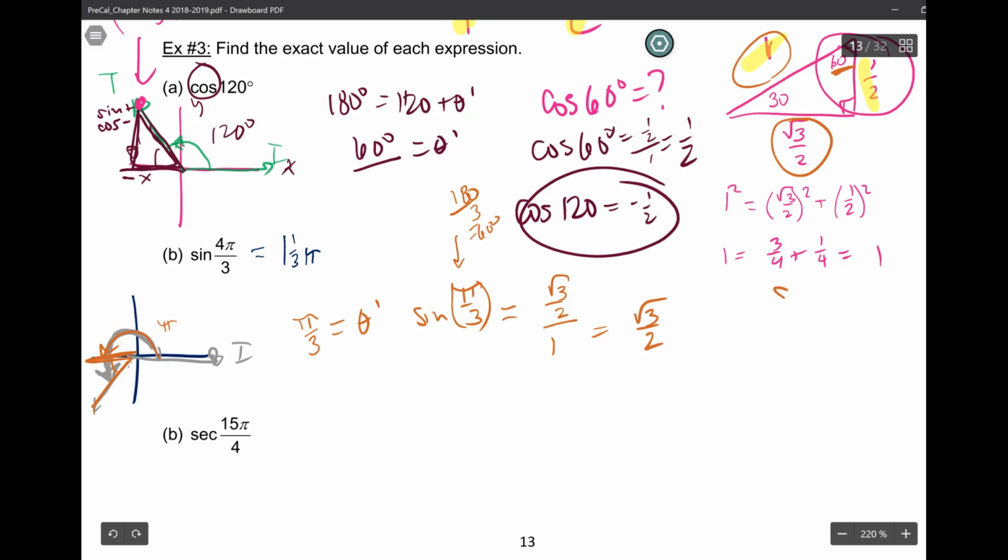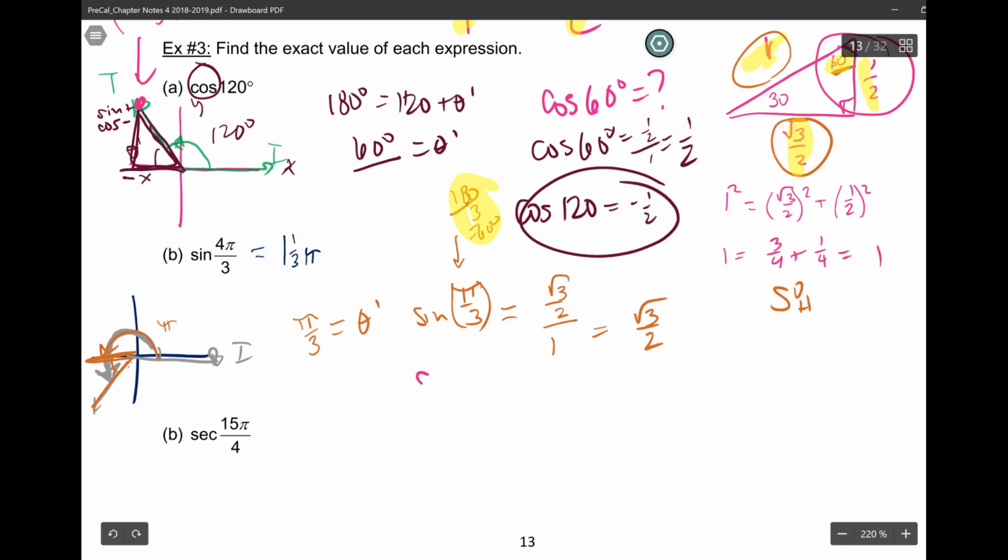Sorry if that was a little fast. So just remember, opposite over hypotenuse. Pi over 3 is equal to 60. Here's my 60-degree angle, and so I'm using opposite over hypotenuse. Square root of 3 over 2 divided by 1 is just square root of 3 over 2. Okay, so we found the value using our reference angle.